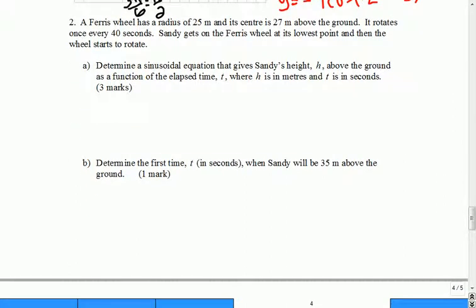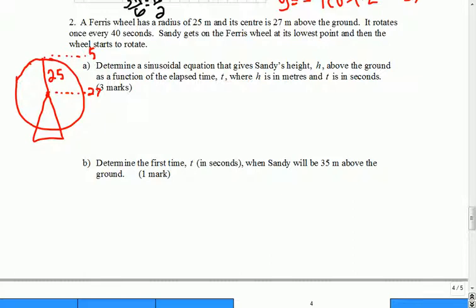Okay. A Ferris wheel has a radius of 25 meters and its center is 27 meters above the ground. So I always find it helpful to start putting that stuff on a picture so that I don't have to keep remembering it. So this here it says is 27 meters, and the radius is 25. So I can probably mark in here that that's 52. And if I drop down by 2, I'd be at the height of 2.